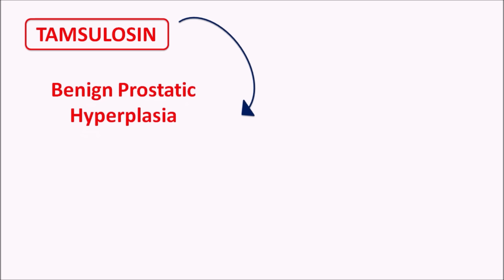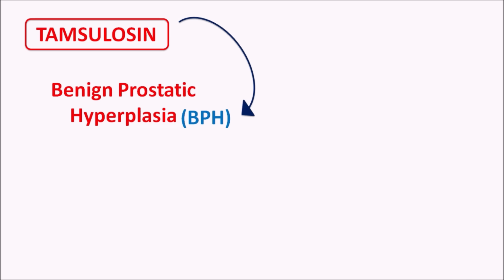What is this drug? Tamsulosin. The suffix -osin indicates it is an alpha blocker, and tamsulosin is indicated for the treatment of benign prostatic hyperplasia or hypertrophy, commonly known as BPH.